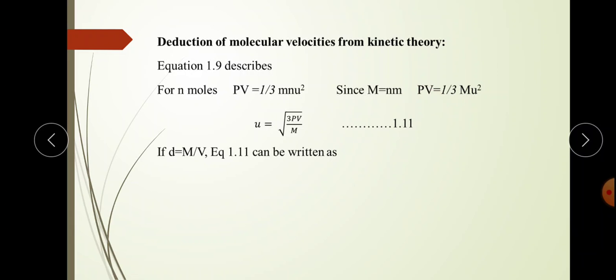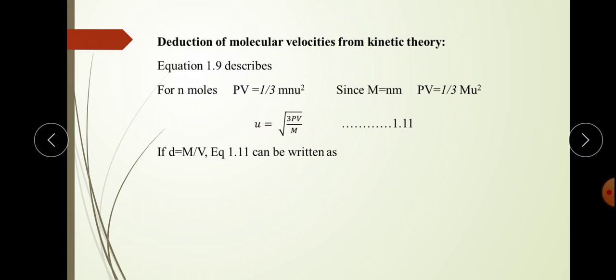So from this equation, the U value can be written in the form of P, V and M: U equals under root of 3PV upon M, where U is the root mean square velocity, that is RMS velocity, P is the pressure, V is the volume of the gas, and M is the total molecular mass of the gas in a particular container containing n number of molecules of gas. So this is the equation for the root mean square velocity.